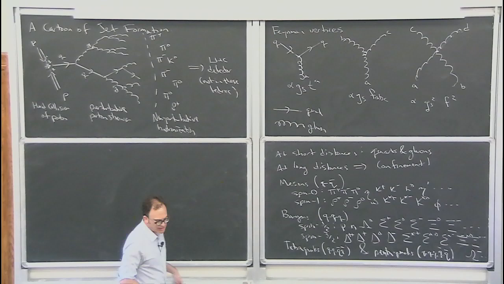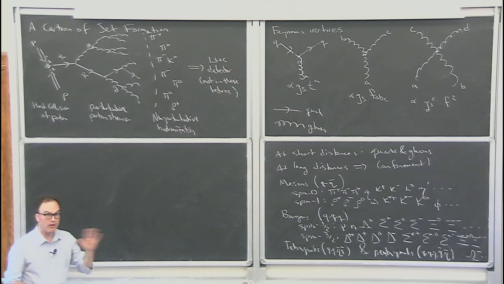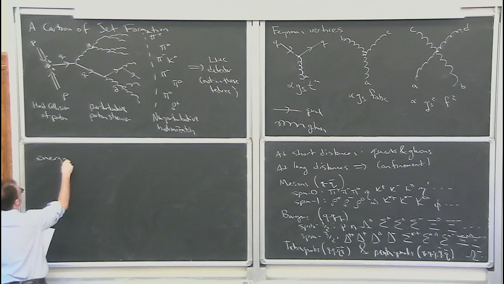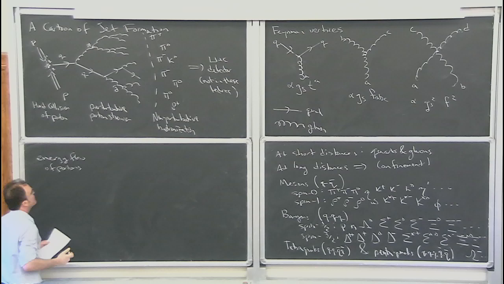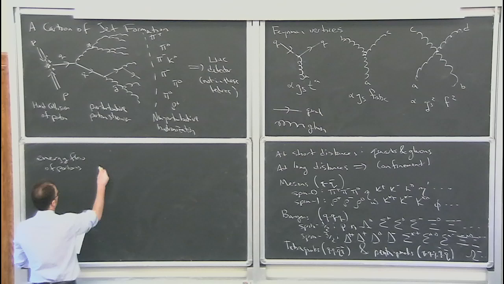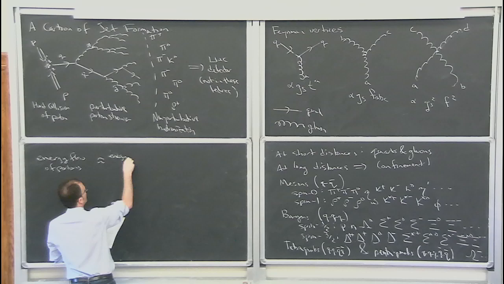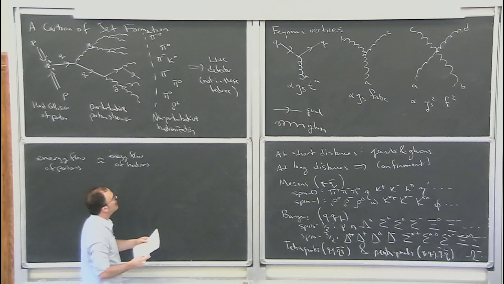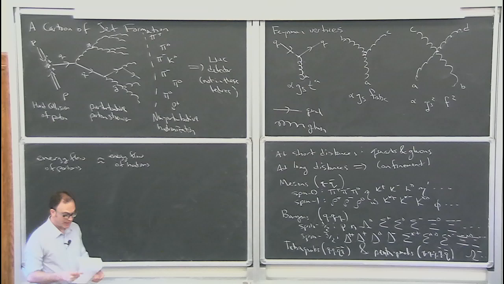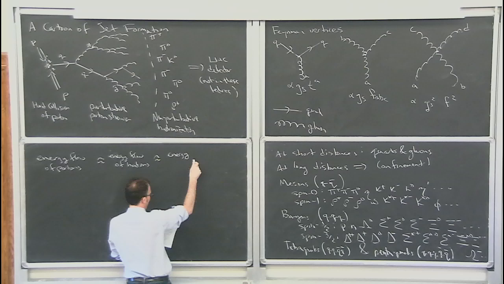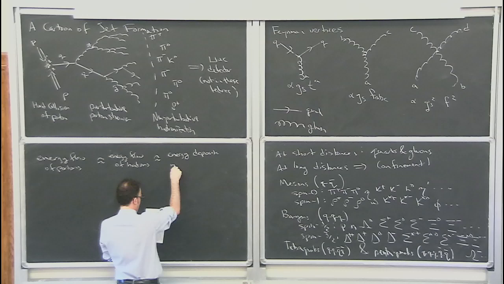But the reason why we have any ability to have perturbative control at all over jet dynamics is because the energy flow of partons, that is, where these quarks and gluons are going from the parton shower, turns out to be roughly the same as the energy flow of hadrons, and the confinement step doesn't actually rearrange energy by that much. And because of that, you have a chance of actually having predictive control, which approximately is the same as the energy deposits in an LHC detector.